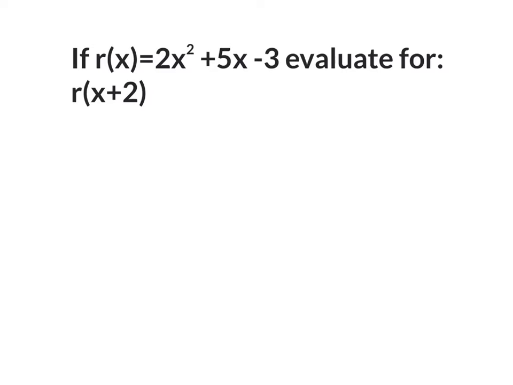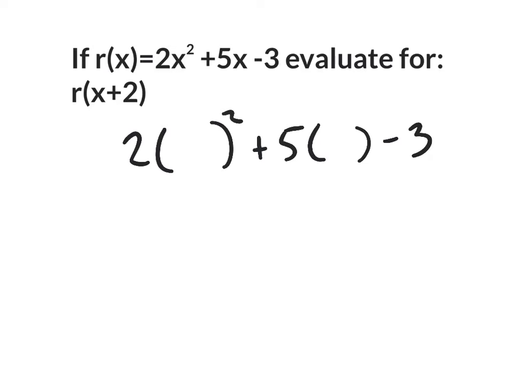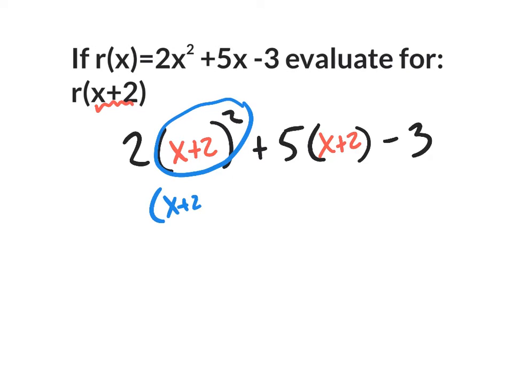So once again, the trick is to rewrite it with parentheses. 2 parentheses squared instead of 2x squared, plus 5 parentheses instead of plus 5x, minus 3 at the very end, plugging in the binomial x plus 2 right in there. So let's distribute. Let's rewrite it, the binomial times itself. Technically, you're going to be distributing.